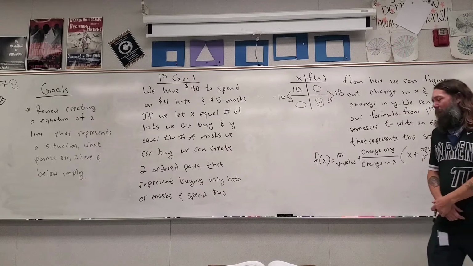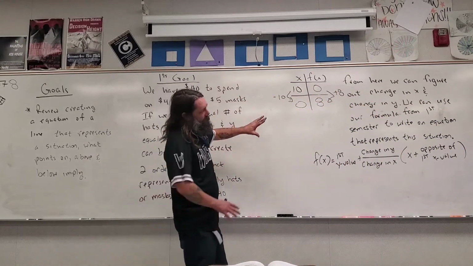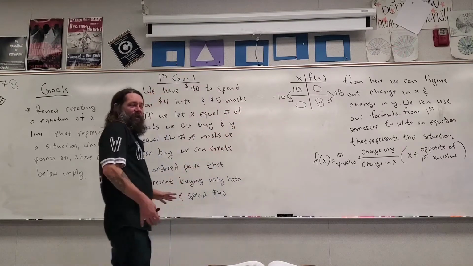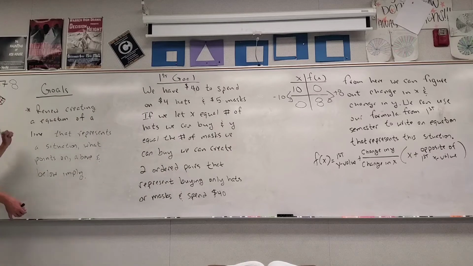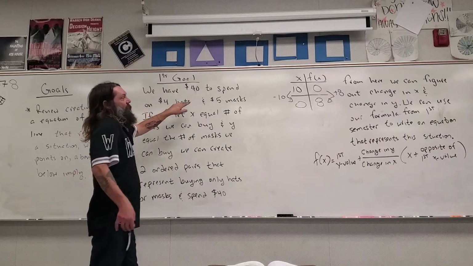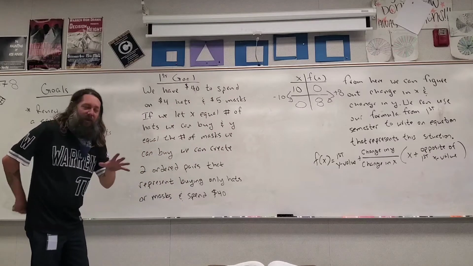I'm going to hit pause, erase all of this, set up some space so I can work this out and graph and get into the second part of our first goal, which is understanding what it means to be on, above, or below the line in the situation of spending $40 on $4 hats and $5 masks. So I'm going to erase everything and I'll be back.